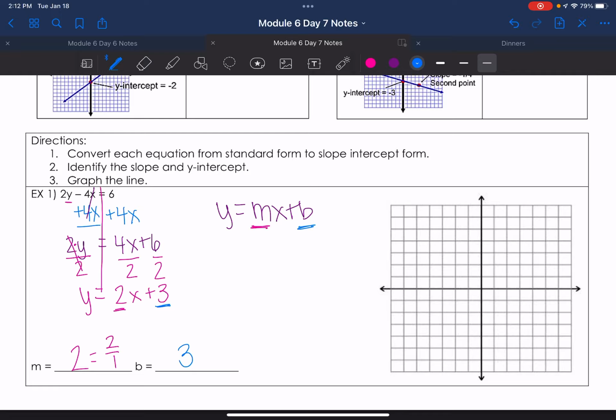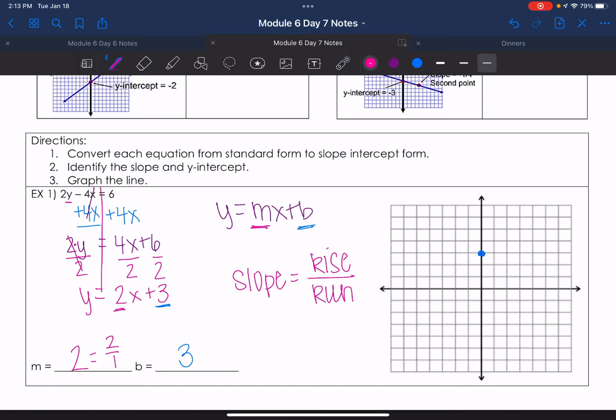I've got my y-intercept at 3, so I'm going to mark 3 on the y-axis. And then my slope is 2 over 1. Remember that slope is also known as our rise over our run. That means that we are going to be going up or down first and then left or right.